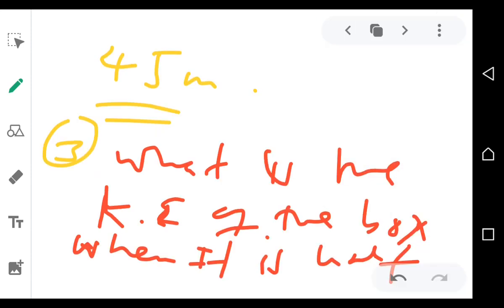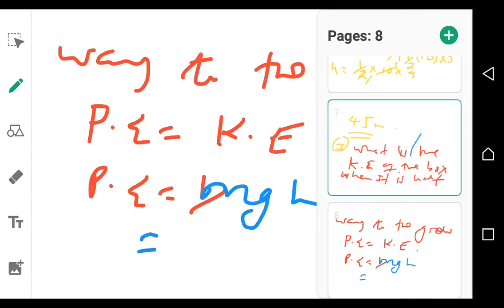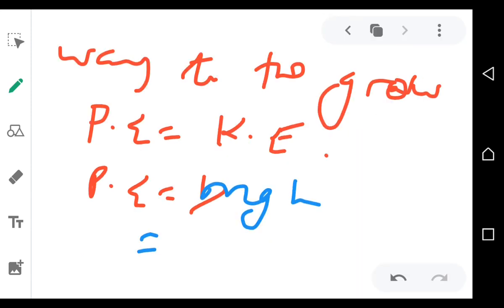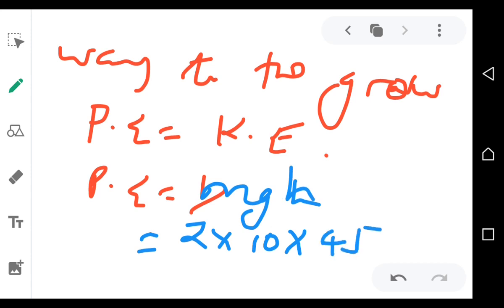the question was, what is the kinetic energy of the box when it is halfway to the ground? Meaning it is falling, right? So mass is 2 times gravity is 10 times height, which we calculated there, is 45. That is 2 times 45, which is 90, times 10, which is 900. So 900 joules.